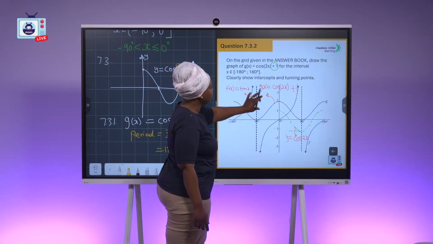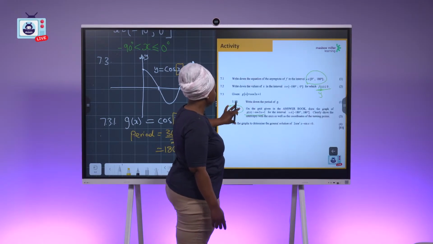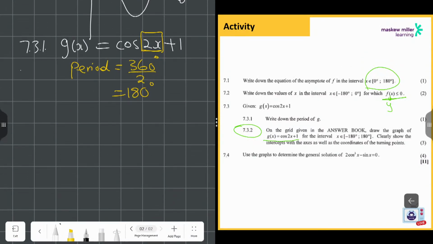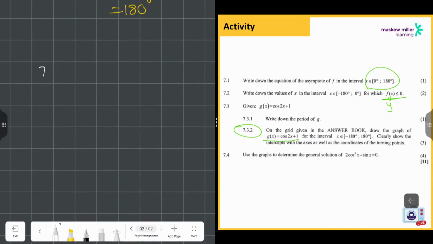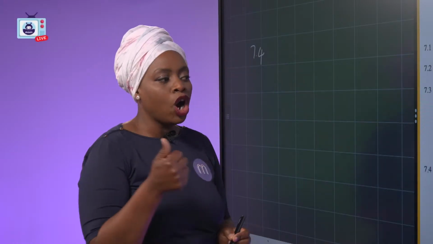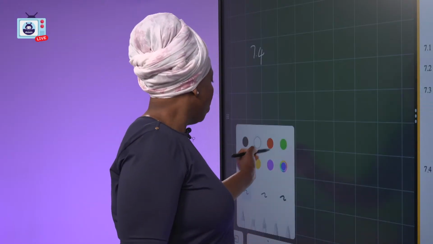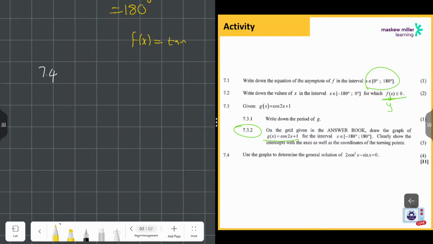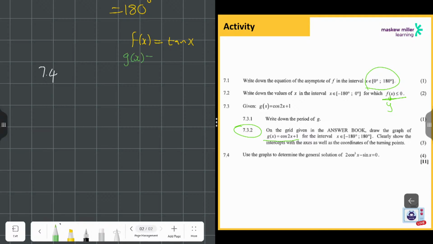The next question says, use the graph to determine the general solution of this particular equation. What is important with that question is that you recognize what you have and what you don't have. Just a recap, we have these graphs: f of x equals tan x, and we have another one, which is g of x equals cos 2x plus 1.